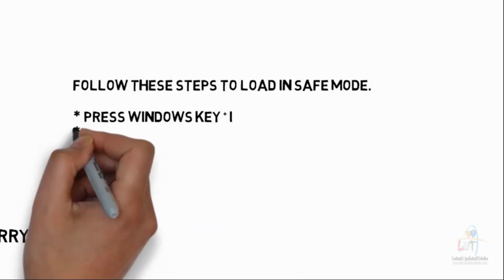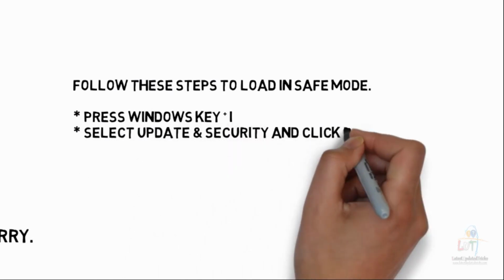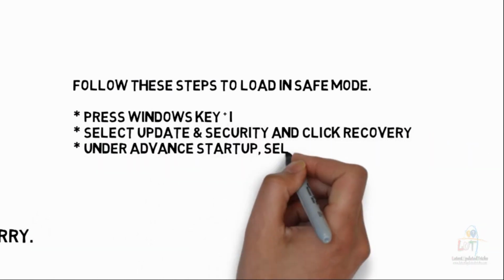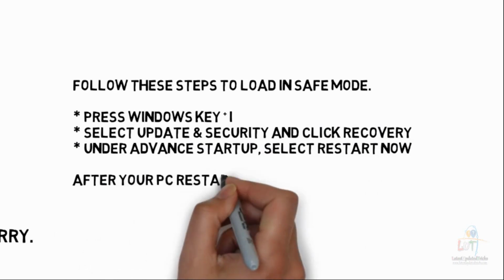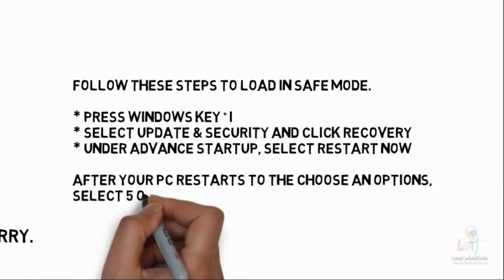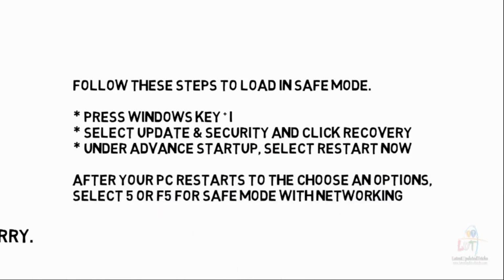Press Windows key + I. Select Update and Security and click Recovery. Under Advanced Startup, select Restart Now. After your PC restarts to the chosen options, select 5 or F5 for safe mode with networking.